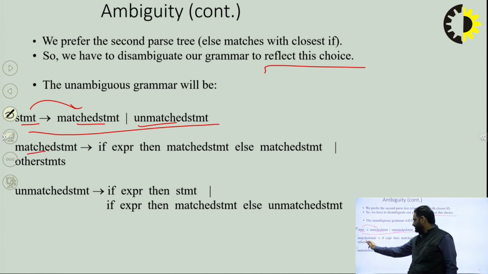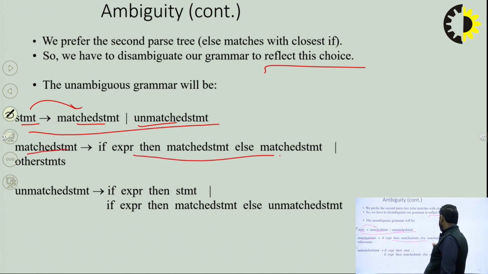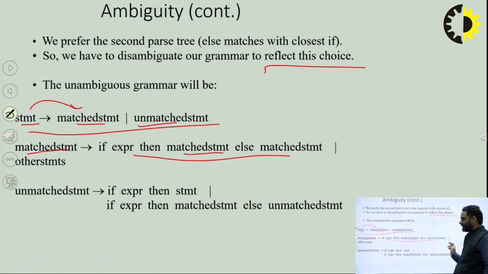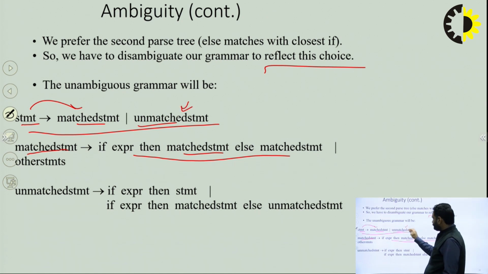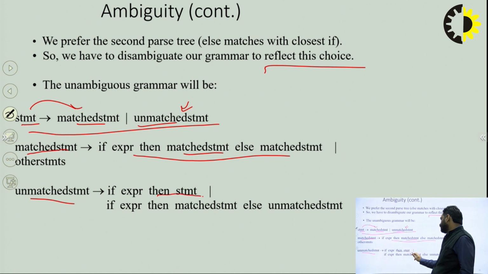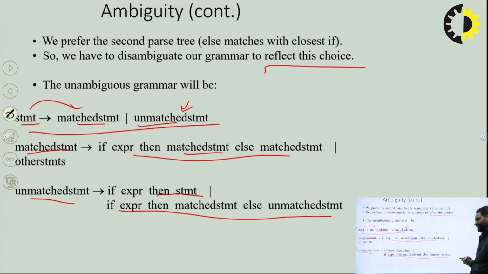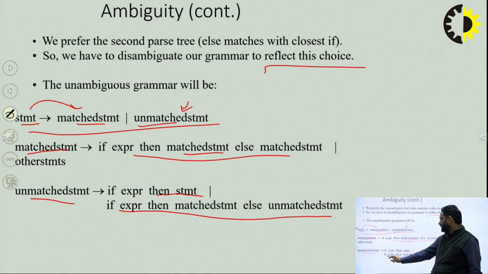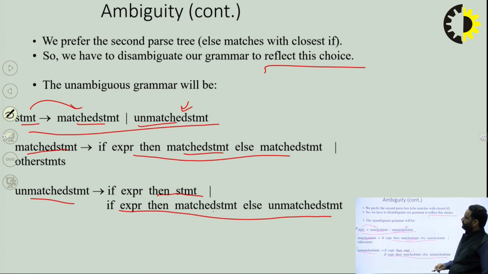For matched statement, we have two productions: if expression then matched statement else matched statement, and the second is other statement. For the second variable, unmatched statement, we have two different productions: if expression then statement, and if expression then matched statement else unmatched statement. Through this we convert to an unambiguous grammar, which means through this grammar we are unable to find more than one parse tree of the given string.